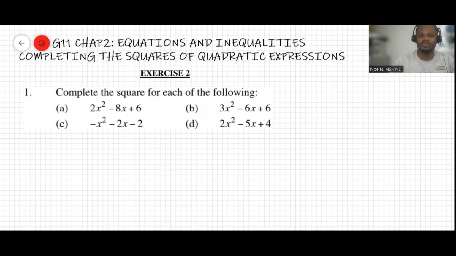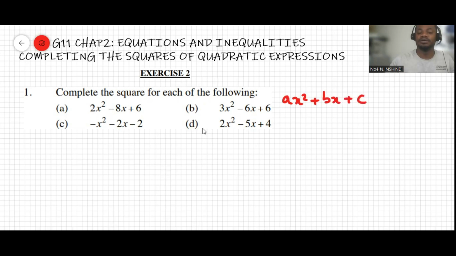Now we do exercise 2. The question says complete the square for each of the following. Compared to exercise 1, over here, the leading coefficients are different than 1. Let me recall that quadratic expressions are of the form ax squared plus bx plus c.